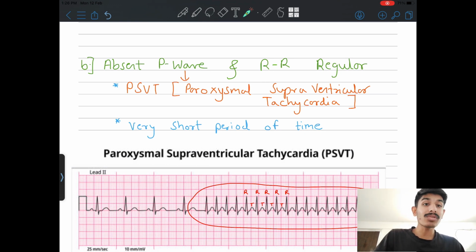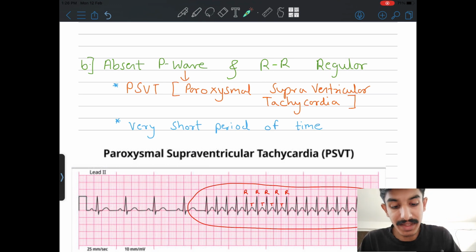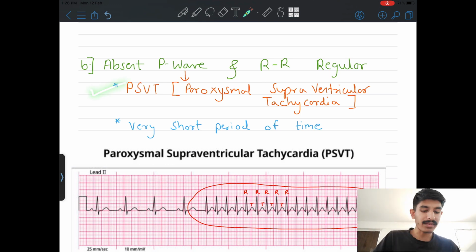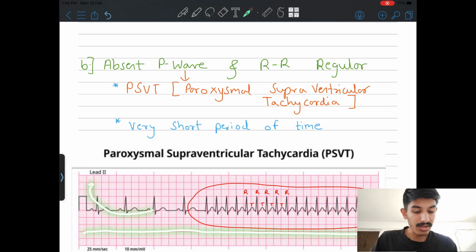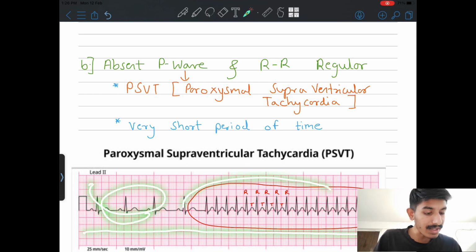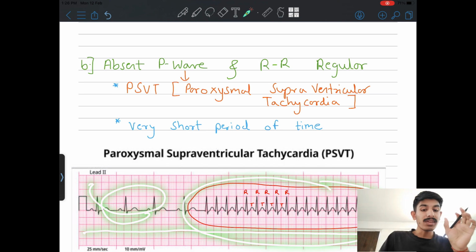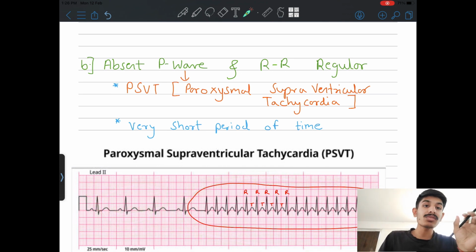To make the diagnosis, we have to go through a 24-hour ECG, and by then we can remember, because it is coming only for a short time. So you can look at this ECG here, it's normal, but look at this point where I marked in red color. It is PSVT. PSVT means paroxysmal supraventricular tachycardia.